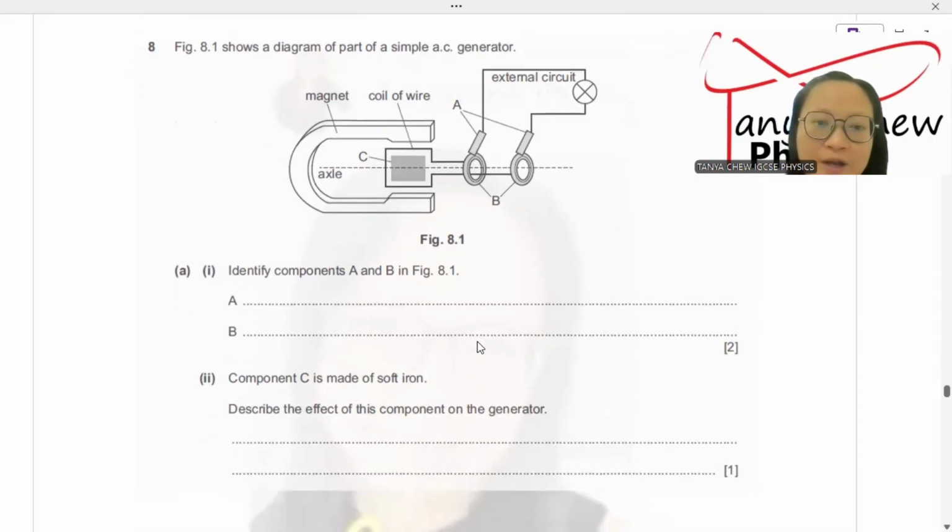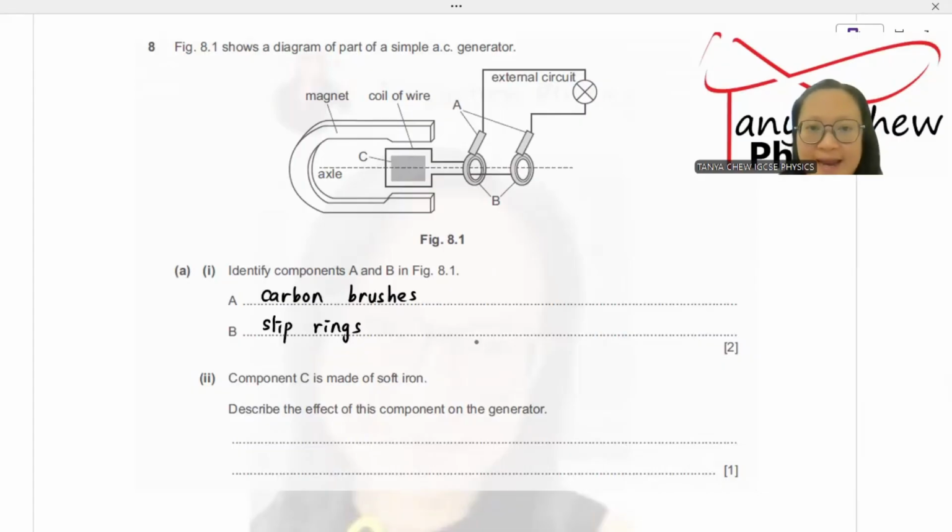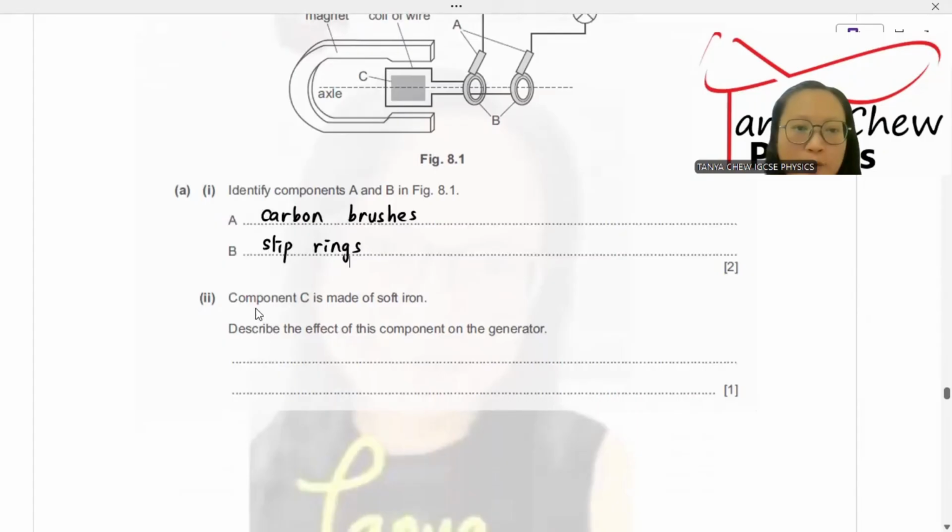Part 1, identify components A and B in Fig 8.1. A is called carbon brushes. Carbon brushes connect the slip rings to the external circuit. And B are called slip rings. There are 2 rings together, and each is connected to each side of the coil of wire.